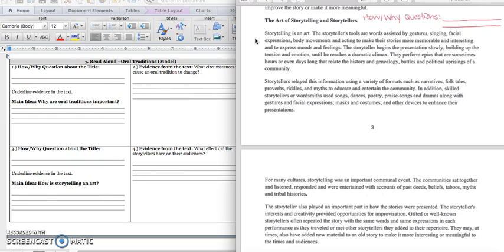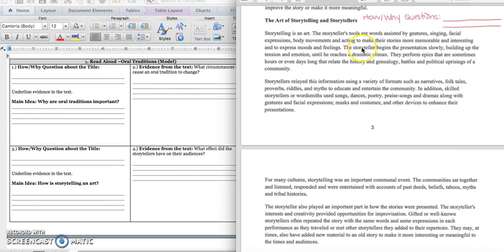I'm at storytelling. Follow along with your pencil and get ready to underline. Storytelling is an art. The storyteller's tools are words assisted by gestures, singing, facial expressions, body movements, and acting to make their stories more meaningful and interesting and to express moods and feelings. I would go ahead and underline that second sentence where it says storyteller's tools. This helps us understand how it's an art. They use gestures, singing, facial expressions, body movements to make this story memorable.